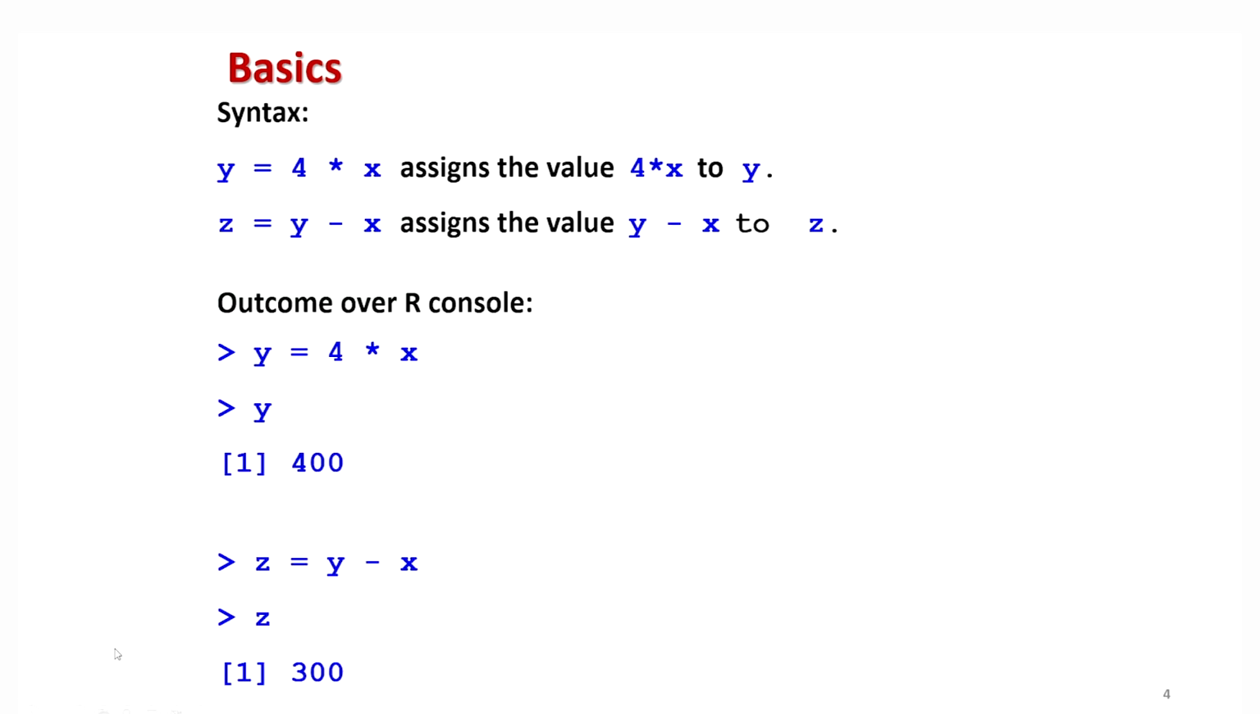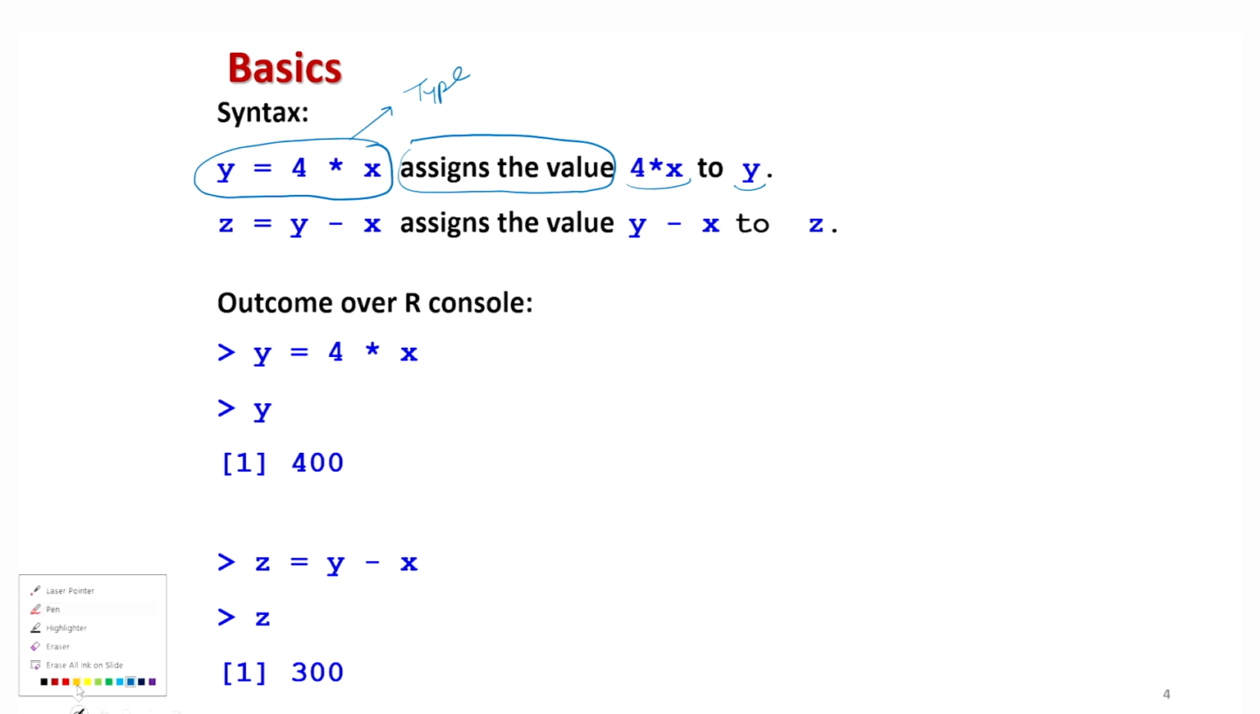Now, in order to explain, I can use different ink colors. For example, if I want to explain the syntax to do something, when I write here y = 4 * x in black Calibri font, it assigns the value 4 star x to y. That means you have to type this 4 * x in the R console.